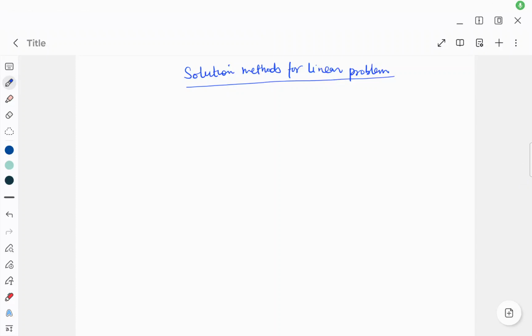Today I will be explaining solution methods for linear problems. One of the methods that is widely used for linear problems is the finite Fourier transform method. This is also called, in short, the FFT method.